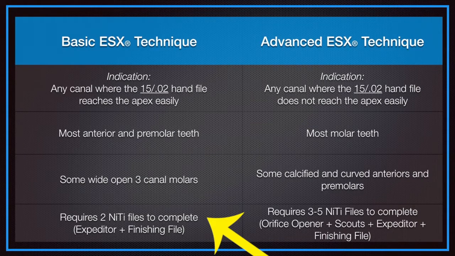So to answer the question of, is ESX only a two-file system? Well, the answer now appears to be clear, that ESX is a modular system in which the minimum number of files required to do a case is 2, and it's used in basic cases. However, in advanced canals, you will end up using anywhere from 3 to 5 files, and that really is the beauty of the system, so that you don't end up applying the same thing to every case and end up using too many files in some cases and too few files in the others. And that's why it's so modular.